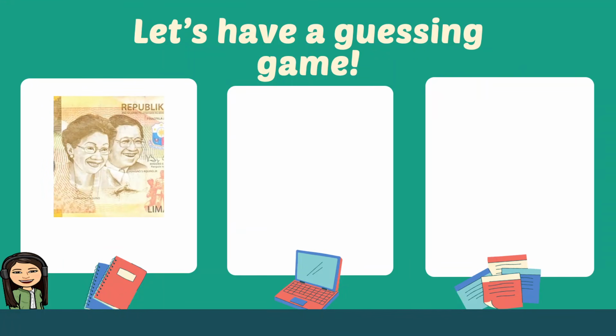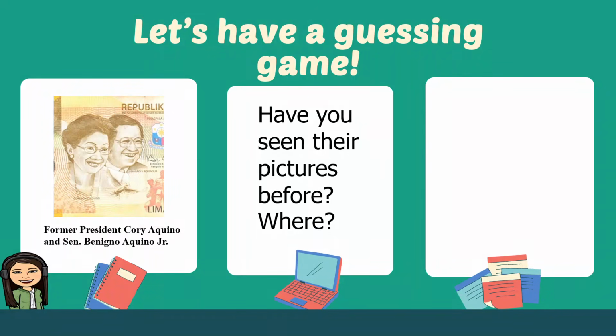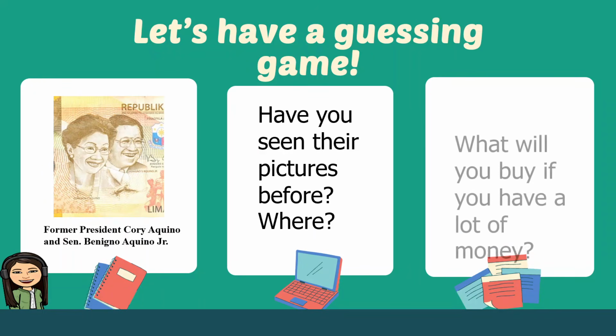Do you know these two people? Yay! Yes, you are right. They are former President Cory Aquino and Senator Benigno Aquino Jr. Alright, we can see them. Where can we find them? And have you seen them before? Where? Yes, in a 500 peso bill.